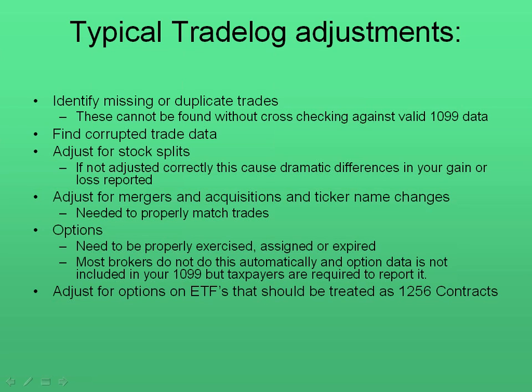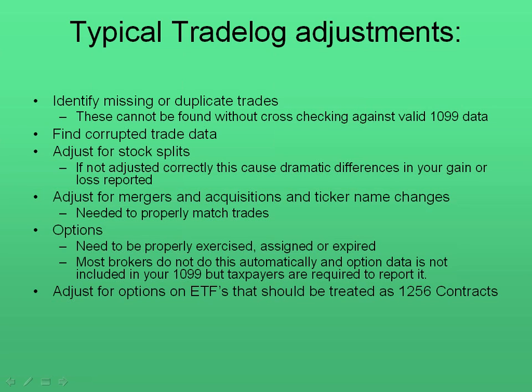Options. Options need to be properly exercised, assigned, or expired. Tradelog can do that for you, but you have to. That's something that you have to do manually a lot of times, because the brokers don't do this automatically, and it's not able to automatically import. And it's not included on your 1099 at all, but of course taxpayers are required to file it.